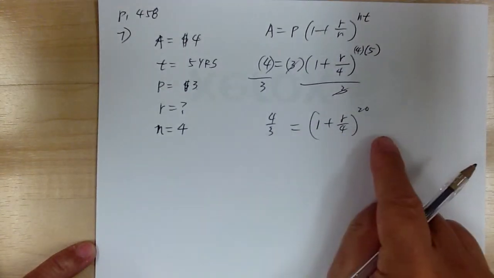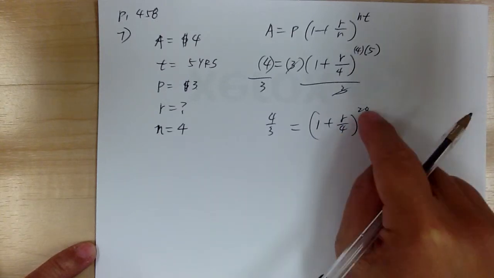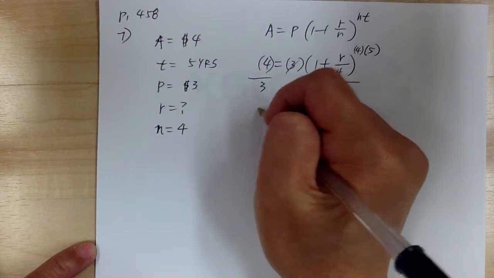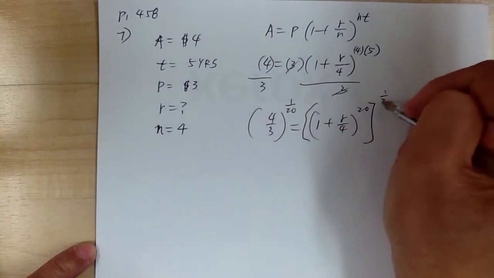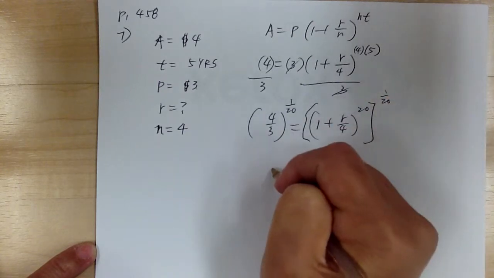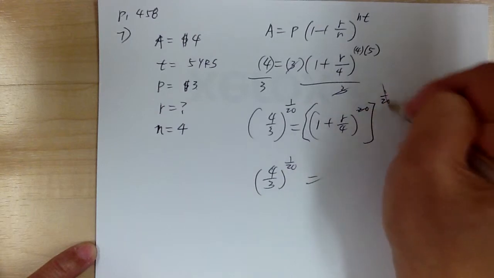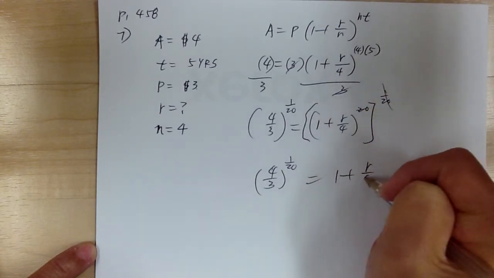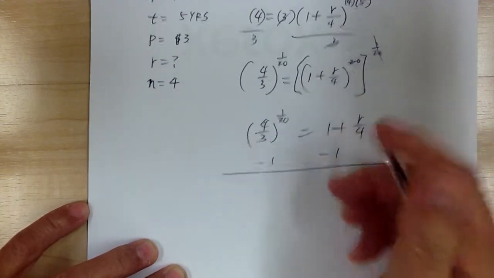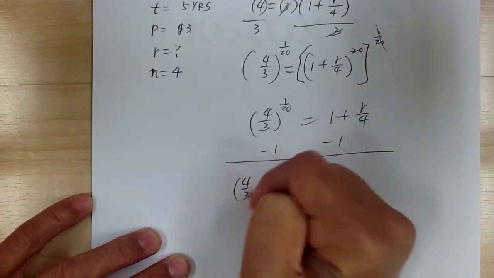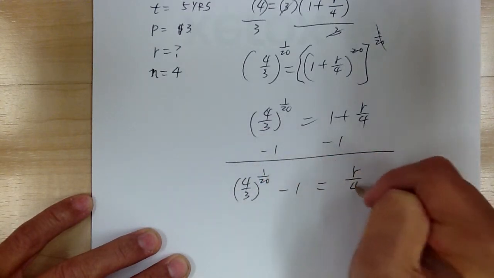Now this one you don't take the log because the variable is not in the exponent. So to solve this, first you have to get rid of the exponent. So raise it to the 1 over 20th power on both sides so that this will cancel out. So this cancels out with that. So you got 1 plus r over 4. Then after that, minus 1 on both sides. So you got 4 over 3 to the 1 over 20th power minus 1 equal to r over 4.